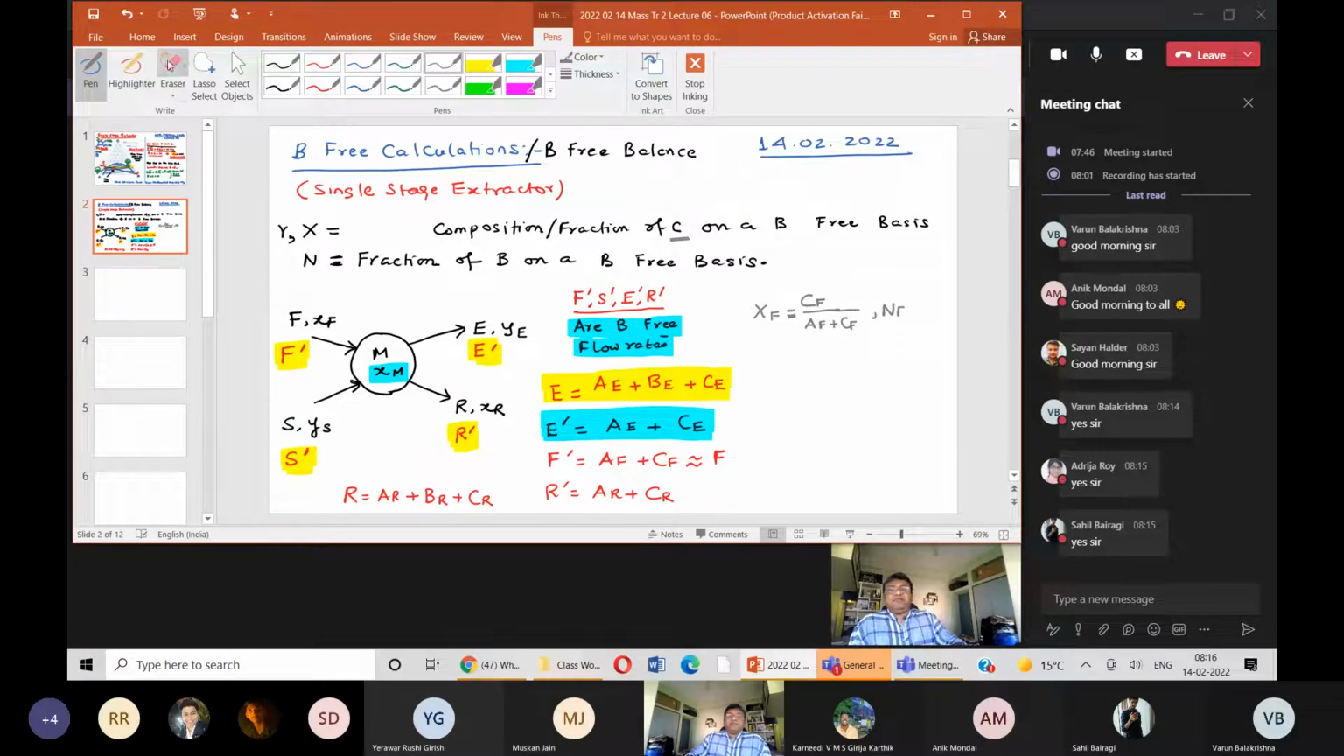And maybe I will just move to the next page because this is sort of the heart of the whole thing. So give me a minute, please.